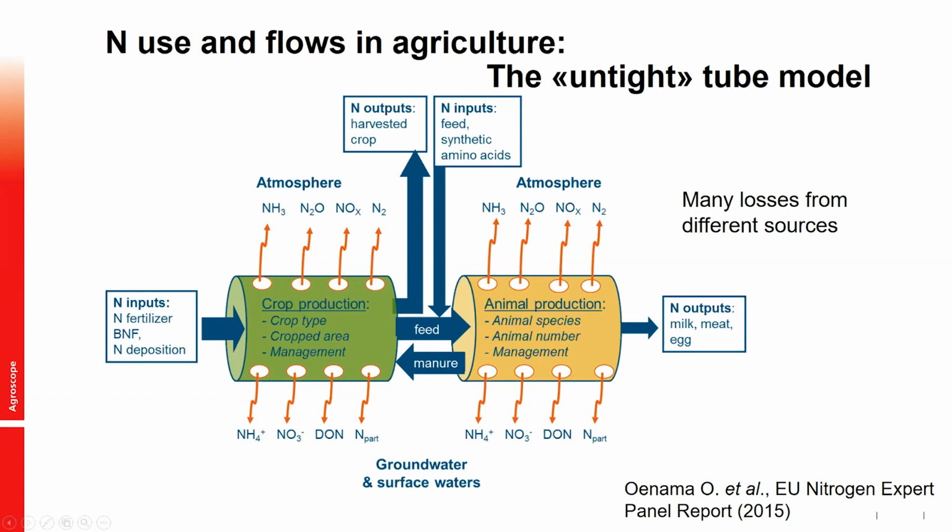So roughly, so that you are aware, there are many loss pathways around, and of course, different production systems are interconnected, and we have a lot of different sources where our nitrogen can come from and be lost to.